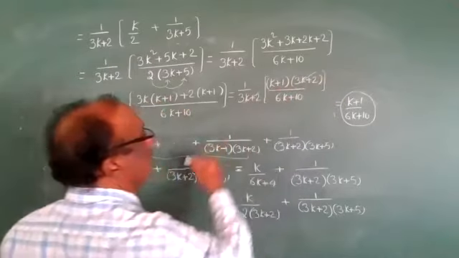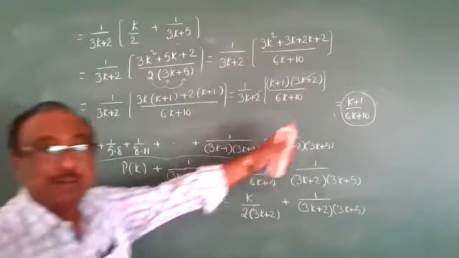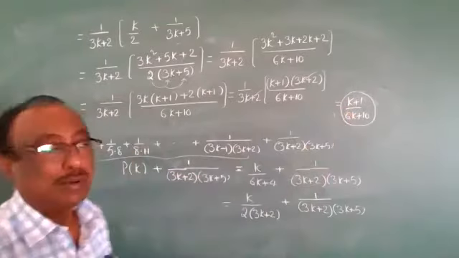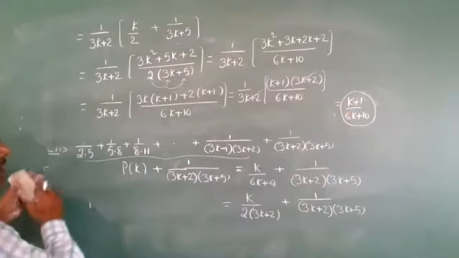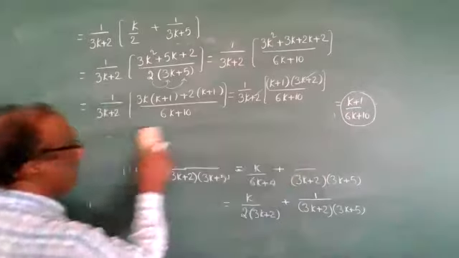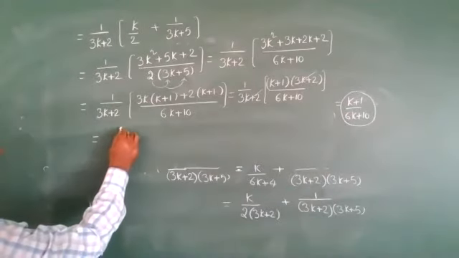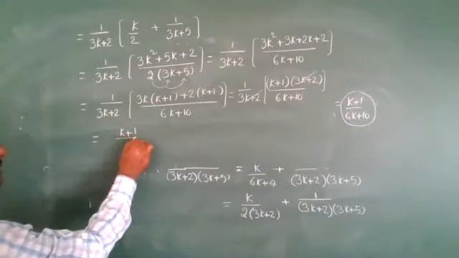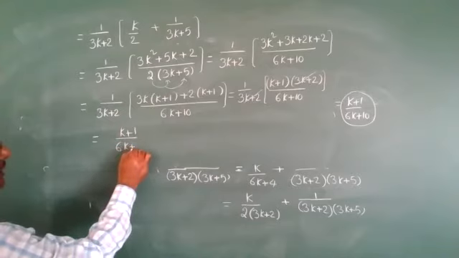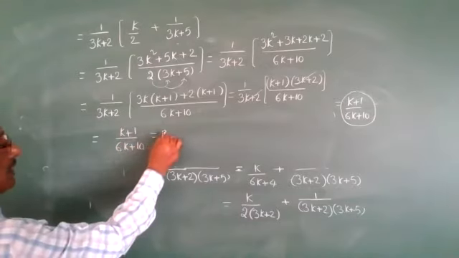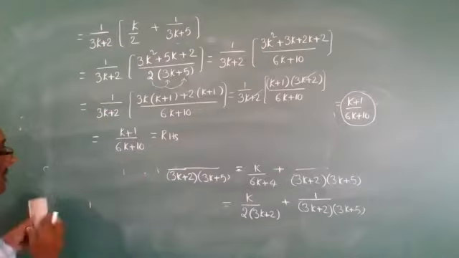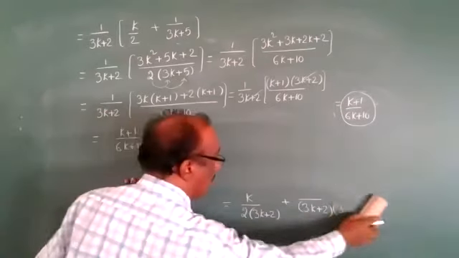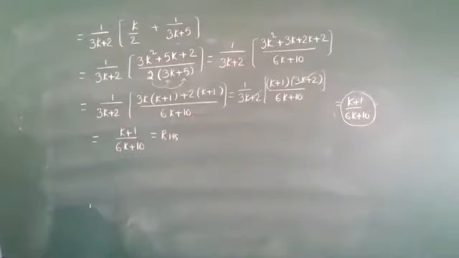3k plus 2, 3k plus 2 is cancelled. We get the same right hand side answer, k plus 1 by 6k plus 10. That is the RHS. Write down, everyone. LHS is equal to RHS. Hence proved. Write down the condition.